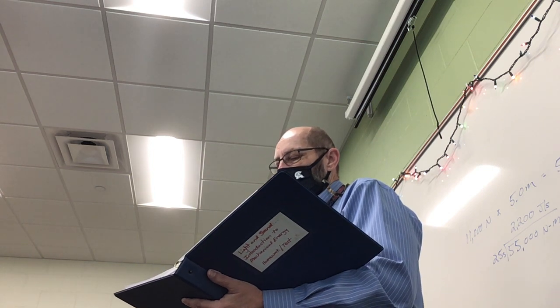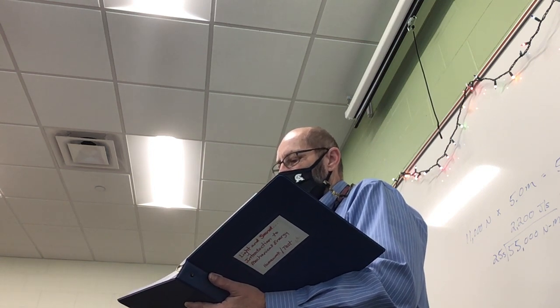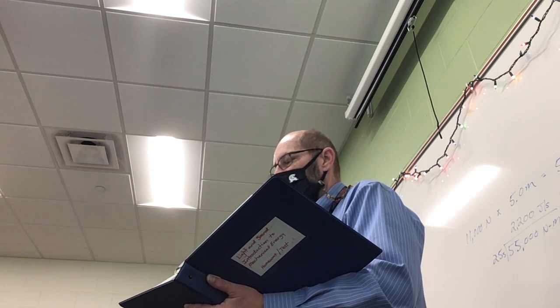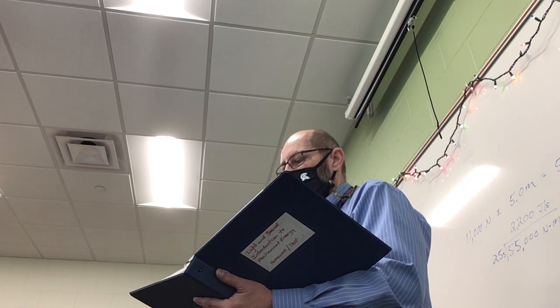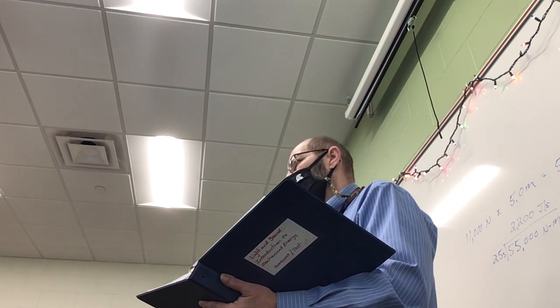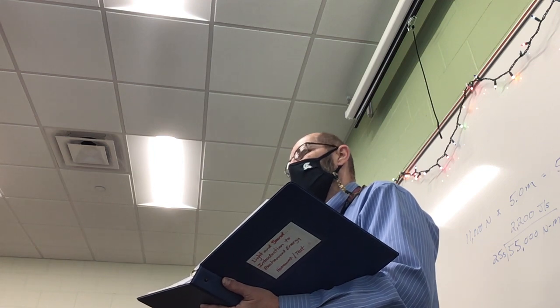The equation that describes power is power equals work divided by time. That is how you figure out power. It is work divided by time. In order to find work, it's force times distance.